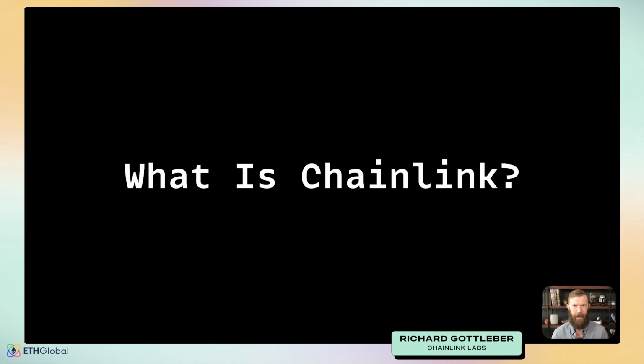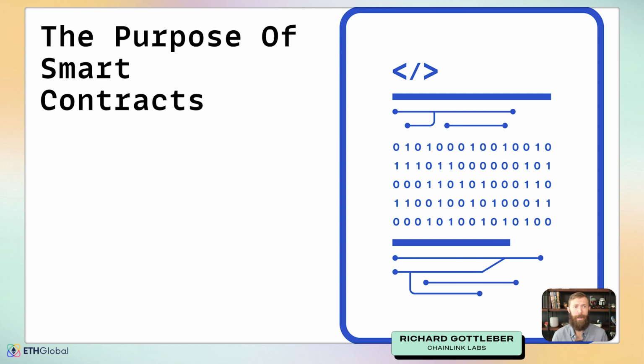In order to understand that, we need to make sure that we have a base understanding of a couple of concepts. The first of which is, what exactly are smart contracts and what's the purpose of them? A basic definition is that a smart contract is a digital contract. It's stored on a blockchain. It automatically executes when certain parameters are met.